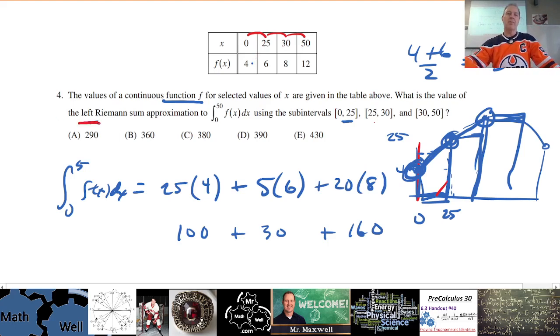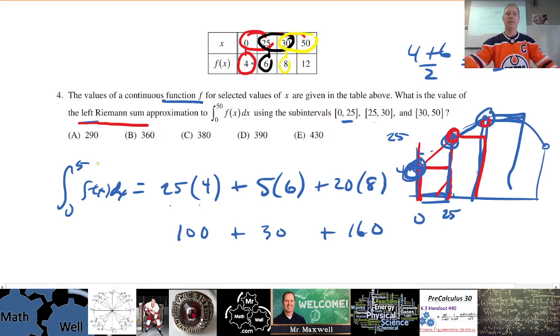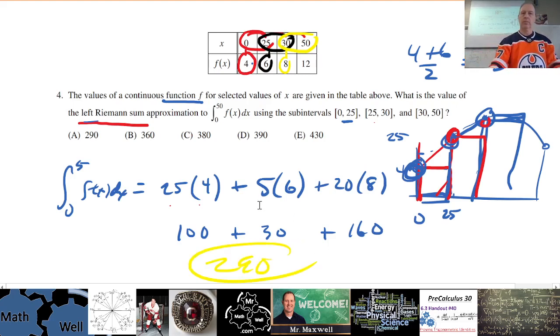The big thing was left Riemann sum. So you have to make sure that the left corner of the rectangles is going to be a function height. And so 25 is your width, and then the left corner of the first rectangle would be a height of 4. So that's why we did 25 times 4. Then we did 5 times 6, and then we did 20 here, the difference there, times 8. And add those up and you should get 290.